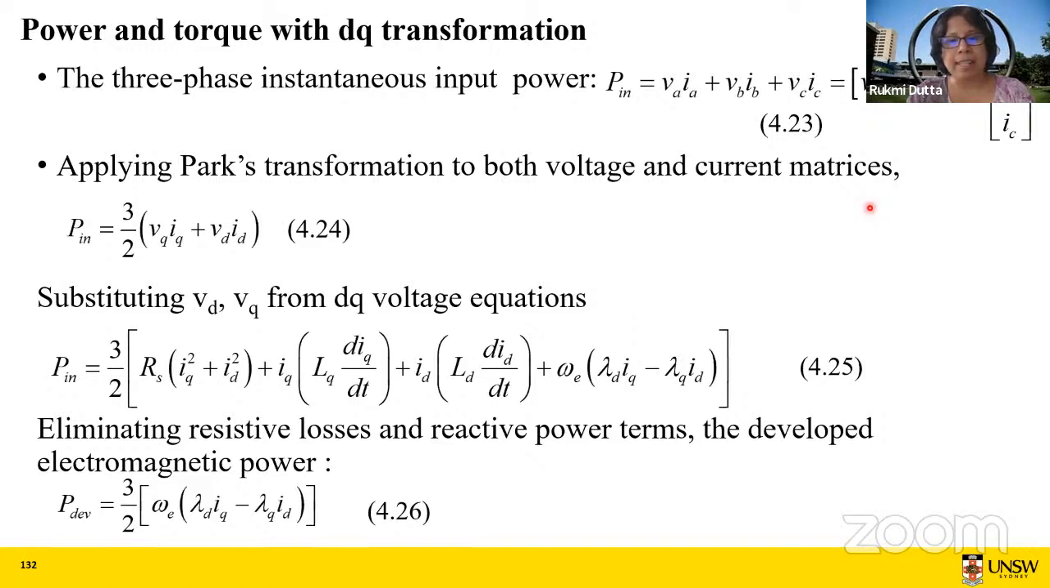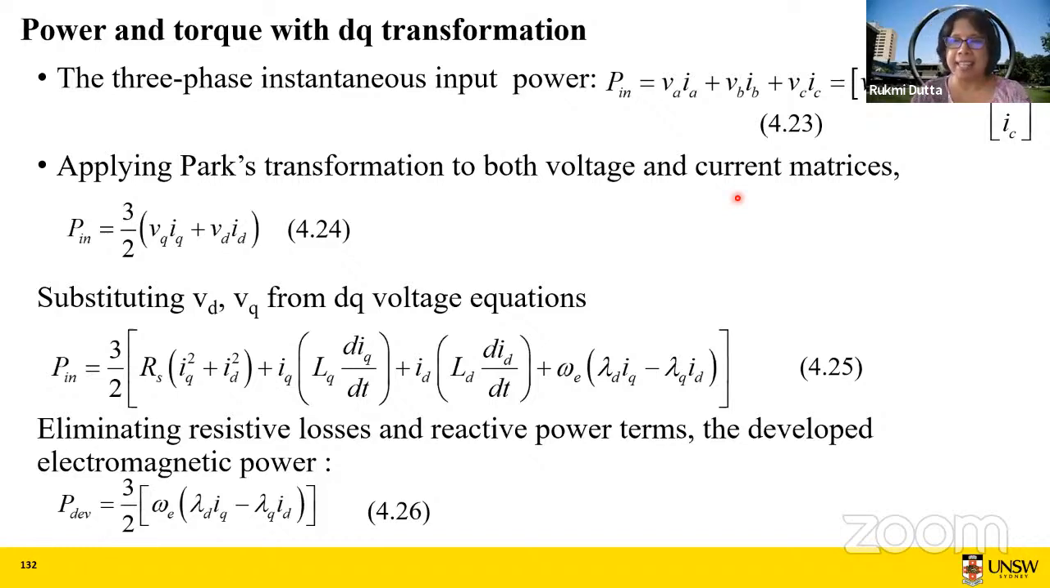But before that, let's look at what happens to power and torque in terms of these DQ quantities, because that's what we are interested in, right? If you want to control your generator, wind generator, you want to control the power. If you are a motor drive engineer, you would like to control your torque or speed. So we are interested to know what happens to power and torque in DQ transformation.